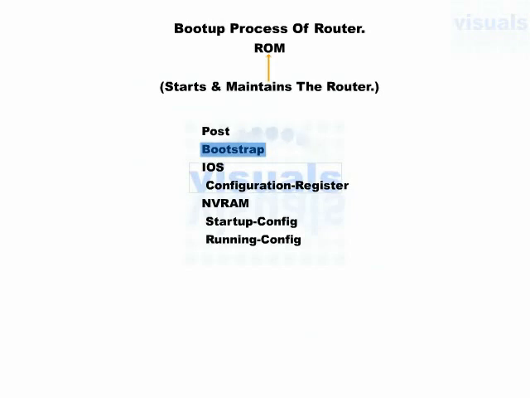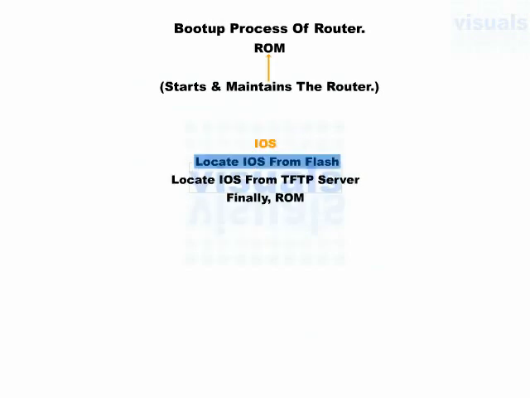Well, Bootstrap has to find the IOS image. So how does Bootstrap find the IOS image? Well, Bootstrap first looks for the IOS image in flash memory. If Bootstrap fails to find the IOS image in flash memory, then it looks for a TFTP server from where it finds the IOS image. If it fails to locate the IOS image from the TFTP server, then it finally loads a limited-feature IOS from ROM. This limited-feature IOS is known as mini IOS.